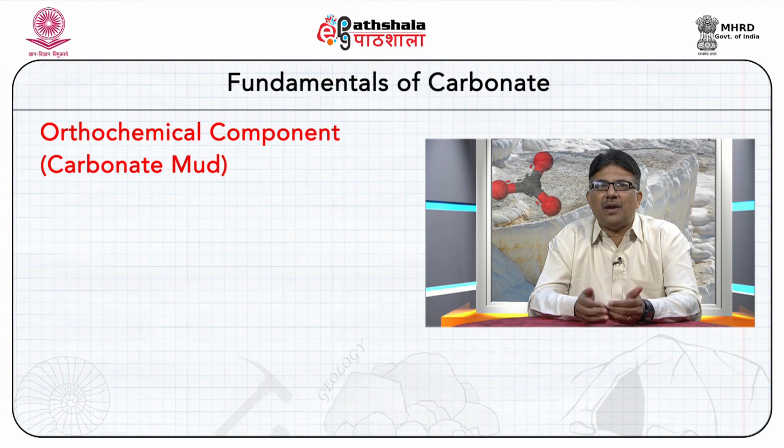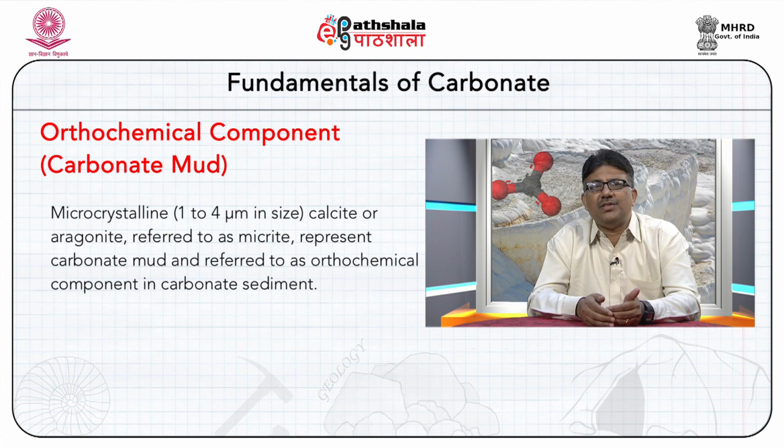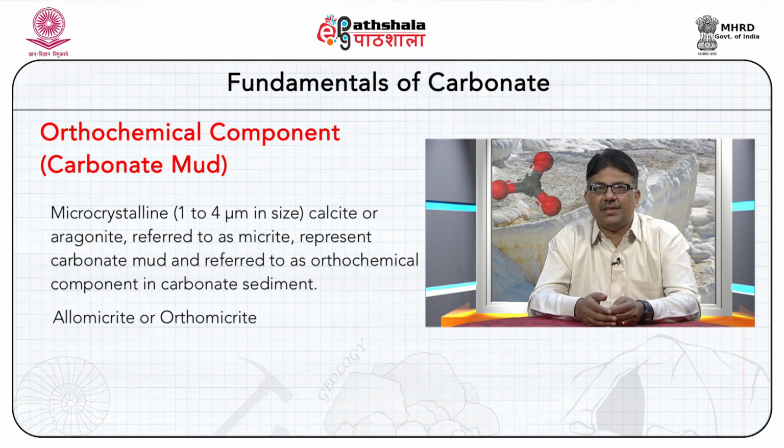Orthochemical component, that is carbonate mud. Now, we will discuss that. That is, it is microcrystalline, 1 to 4 micrometer in size, calcite or aragonite, referred to as micrite, representing carbonate mud and referred to as the orthochemical component in carbonate sediment. Formed by means of organic or inorganic precipitation or by biological abrasion, micrites are classified as either allomicrite or orthomicrite.